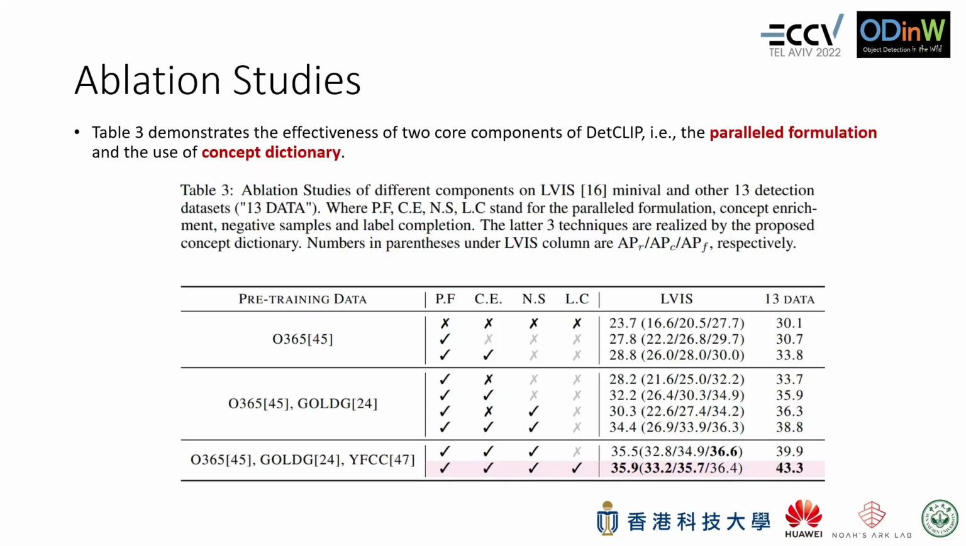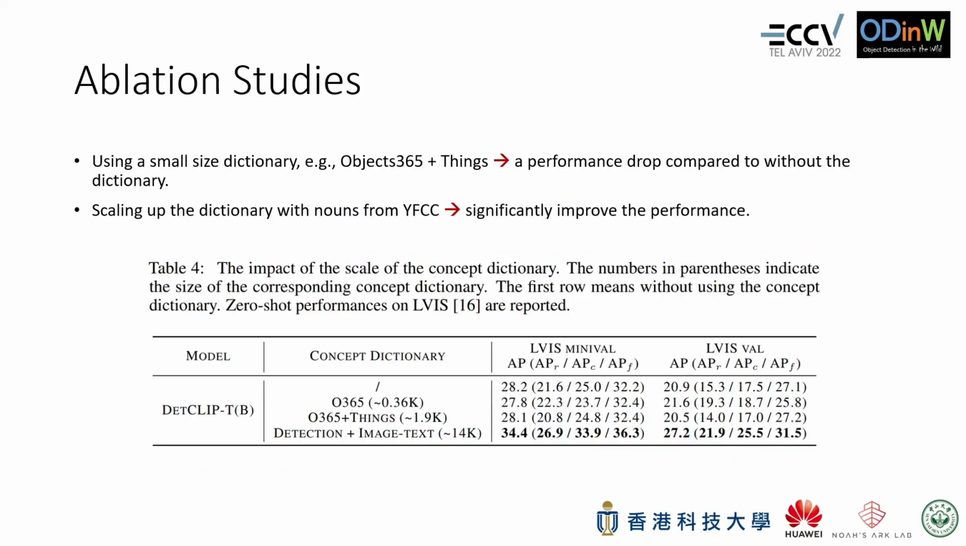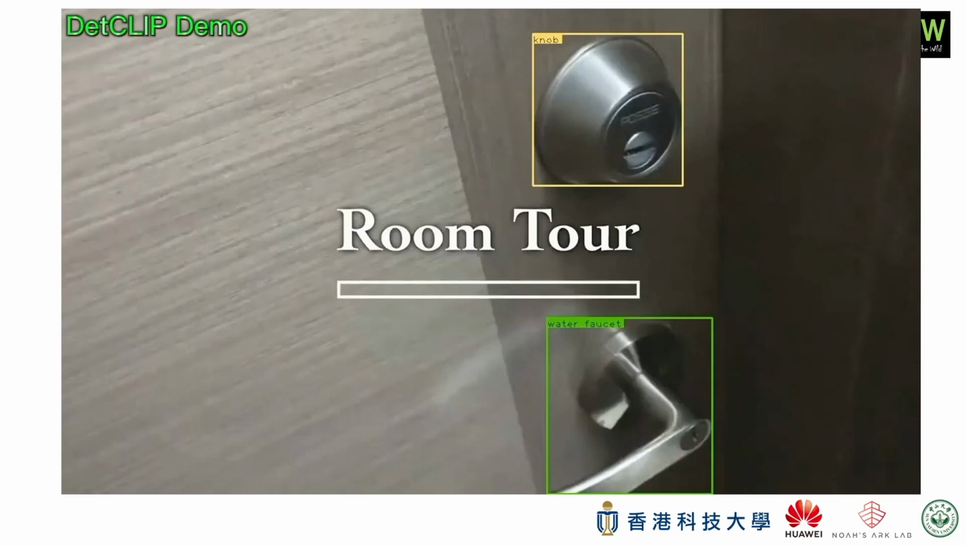For the ablation studies, the following table demonstrates the effectiveness of 2 core components of DetCLIP: the paralleled formulation and the use of concept dictionary. We construct the following table to study the impact of the scale of the proposed concept dictionary. It can be seen that using a small-size dictionary can even bring a performance drop compared to without the dictionary, while scaling up the dictionary with nouns from YFCC can significantly improve the performance. Here is a demo video of our DetCLIP.